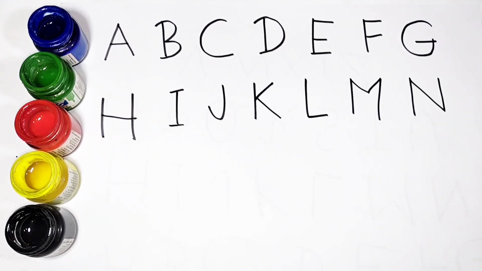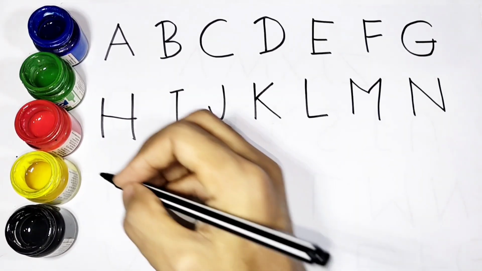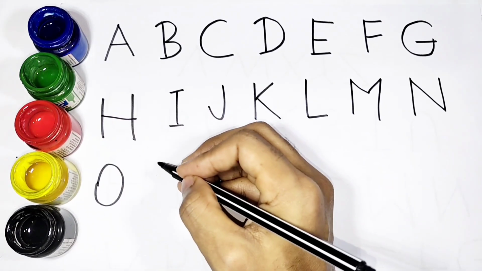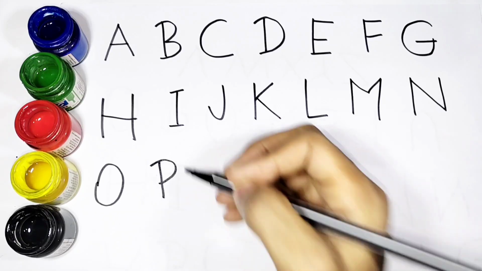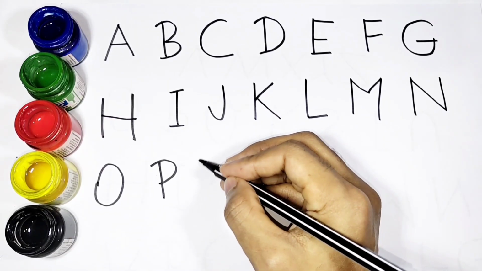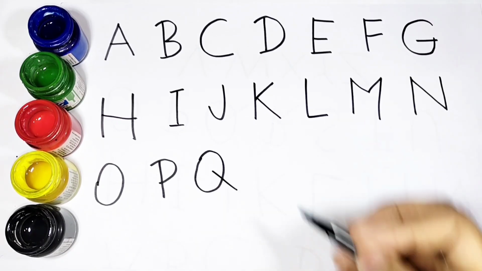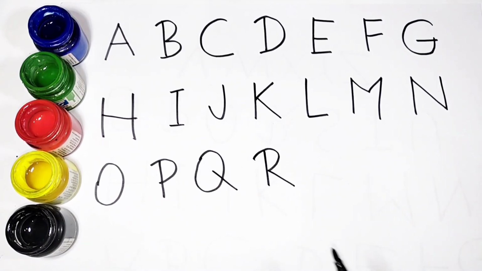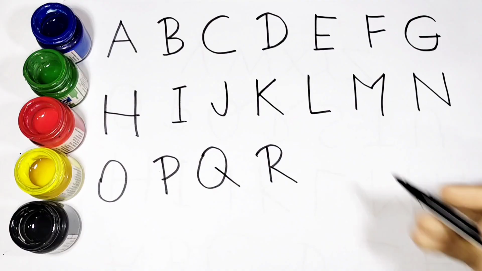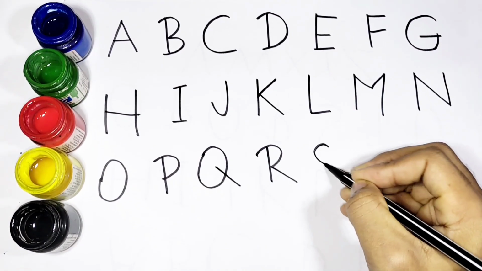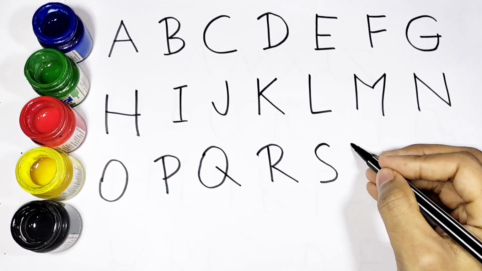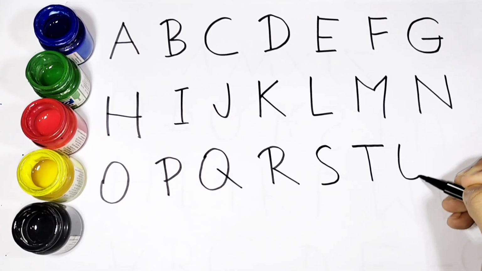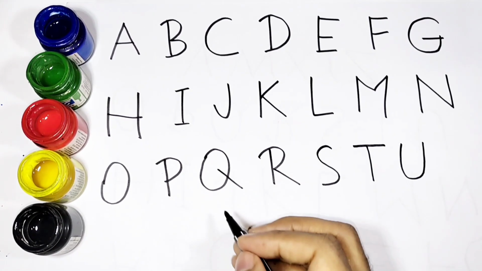Now we draw N. N for nose, N for nest. The next one is O. O for orange. And the next one is P. The next one is Q. Kids, now we draw R. R for rose, R for rye. And the next one is S. S for sun, S for snake. T for teacher. U for umbrella. The next one is V.